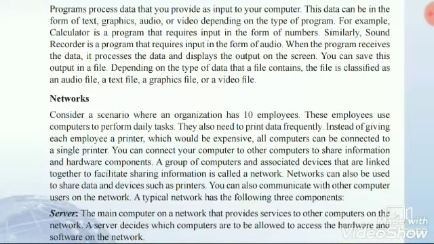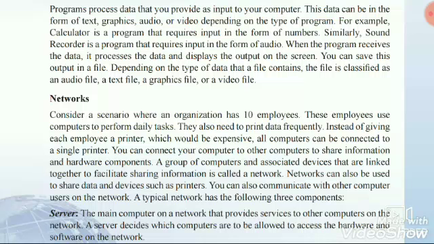Now let's understand network. A very important thing is network. Network means joining two or more computers. A definition of a computer network: two or more computers can connect together to form a network for sending information to each other or exchanging their data and information over a network.